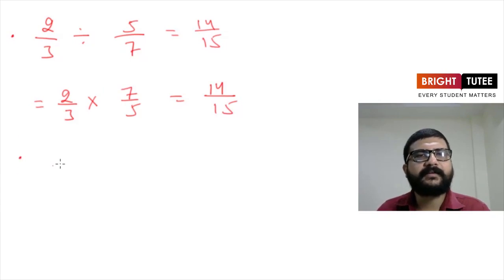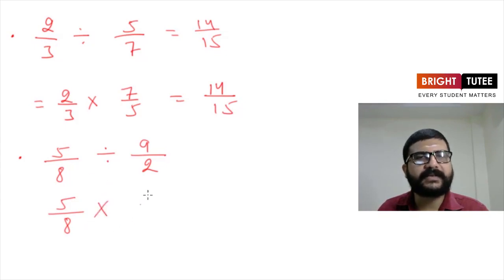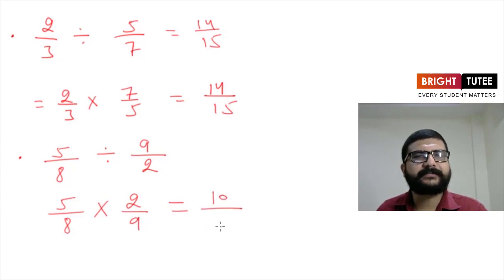Let's see one more example. Let's say we are having 5 upon 8 divided by 9 upon 2. So we have to divide these two fractions now. So what we will do, first number as it is, that is 5 upon 8 as it is, then this division sign is changed into multiplication, and then the reciprocal of the second number, that is 2 upon 9. Now this product will be equal to 10 upon 8 into 9 is 72. So what we are getting from here, 10 upon 72.